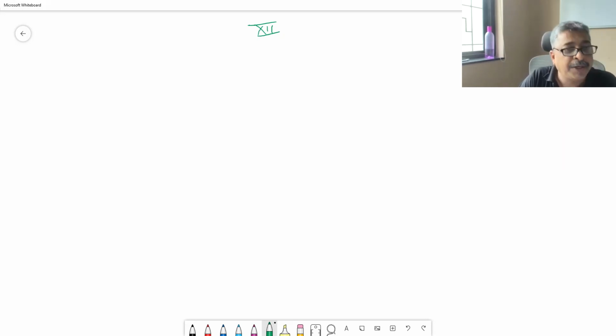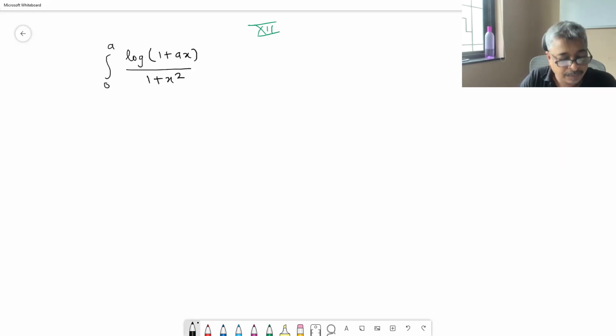Solve this integral: F of a is equal to integral from 0 to a of log(1 plus ax) divided by (1 plus x square) dx, and hence evaluate F of 1.